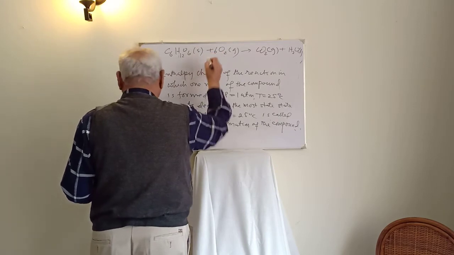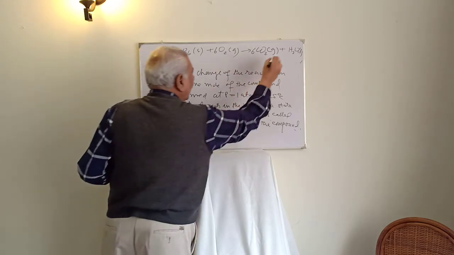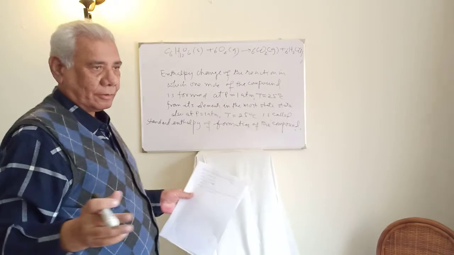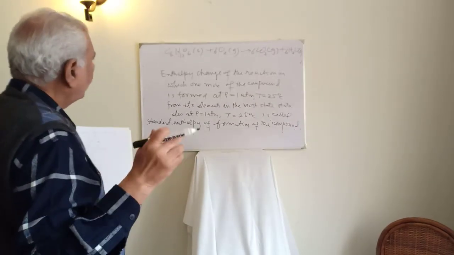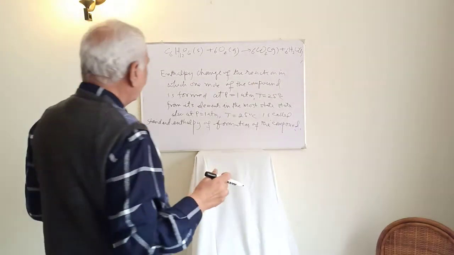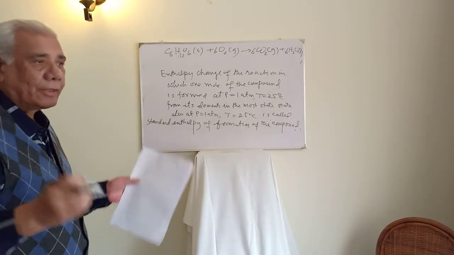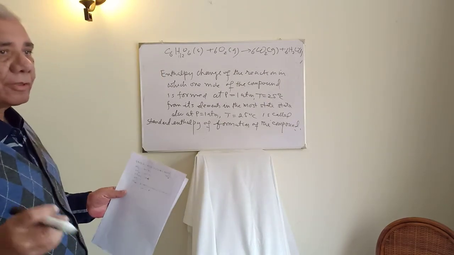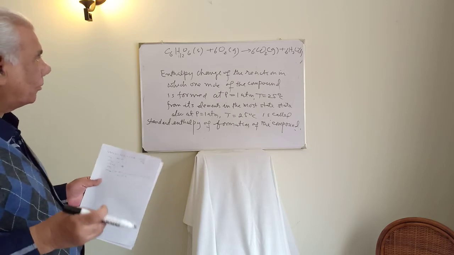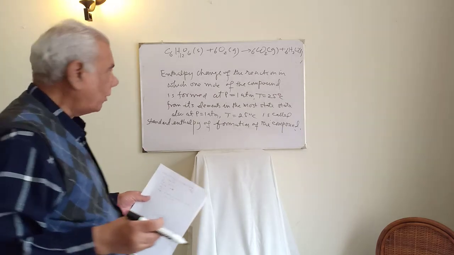this is 6O2 and 6 carbon dioxide and 6 water. So this is the stoichiometric equation for the combustion of glucose. 1 mole of glucose when it is burnt in presence of oxygen, 6 moles of carbon dioxide in the gas form, and 6 moles of H2O are produced in the liquid form.